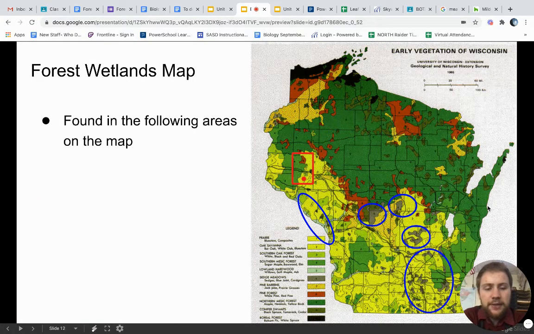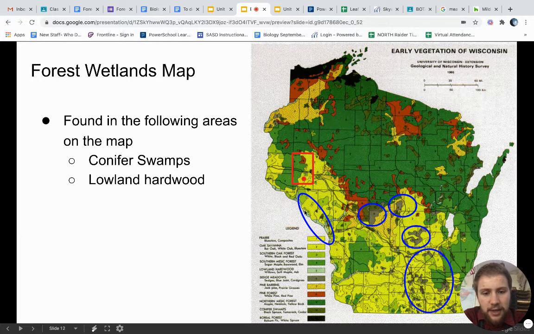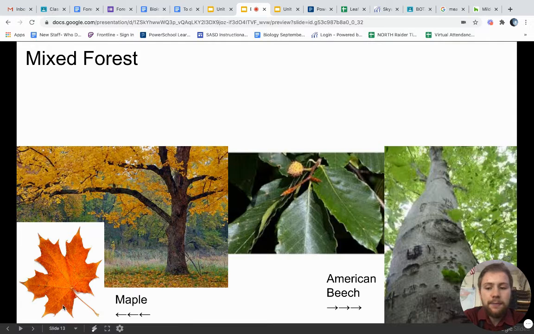The forest wetlands ecosystems on our USGS map correspond to the following areas. So conifer swamps would be in there. So let's take a look at where the conifer swamps are. So wherever we find this area, and I might have forgotten to circle an area or two. Also the lowland hardwood, which honestly is not too commonly seen anywhere else besides the far western part of the state. And that area was actually never touched by glaciers. So that is going to be one of the reasons we'd see that there.